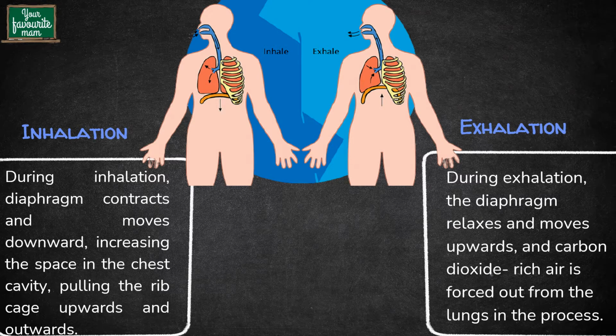So during inhalation, the diaphragm contracts and moves downwards, which increases the space in the chest cavity, pulling the rib cage upwards and outwards. While during exhalation, the diaphragm relaxes, moves upwards, and carbon dioxide rich air is then forced out from the lungs in the process.